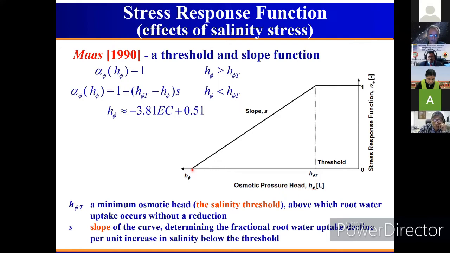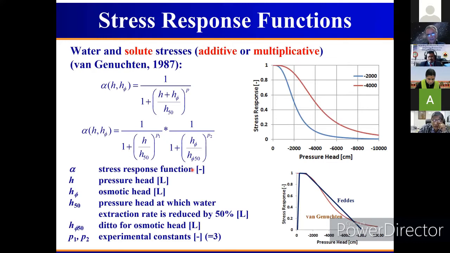So we have two stresses, water stress and salinity stress. The question is, are these stresses additive or multiplicative? Do we simply add the pressure head and osmotic head and plug that into the stress response function, or do we account for each stress separately and then multiply these two stresses? Since this question is not really resolved, we provide users both options and they can choose which one to use. We also allow for compensated root water uptake.